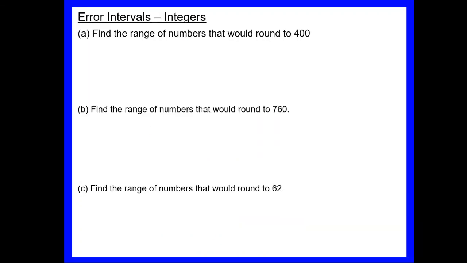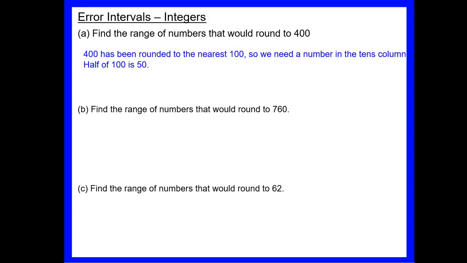So let's start with ones that have been rounded to integers, so different types of whole numbers. Our first one is the number 400. So 400 was rounded to the nearest 100, so we need the next number along in the tens column. Remember, we want halfway between. So half of 100 is 50. So we're going to add 50 to 400 and subtract 50 from 400.